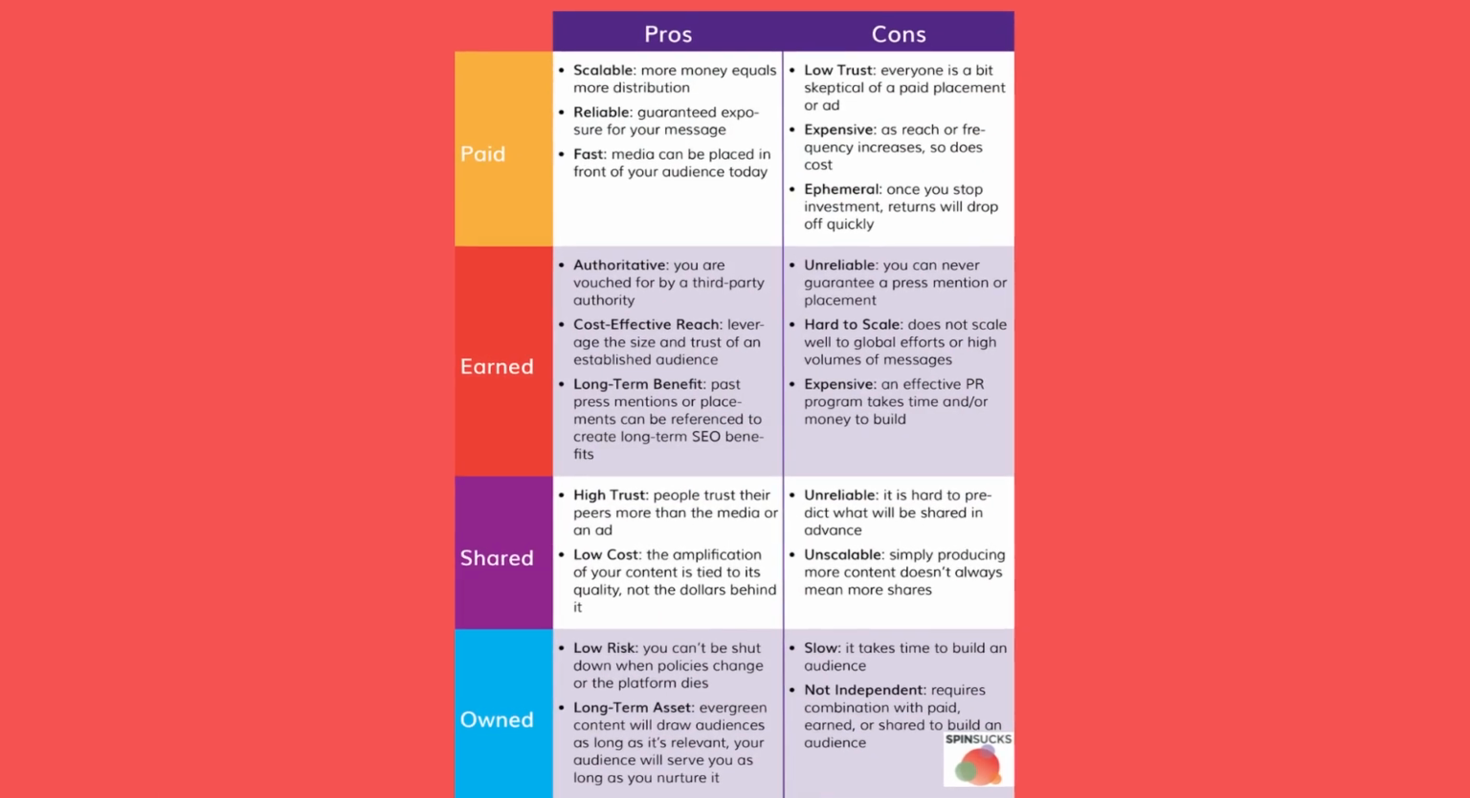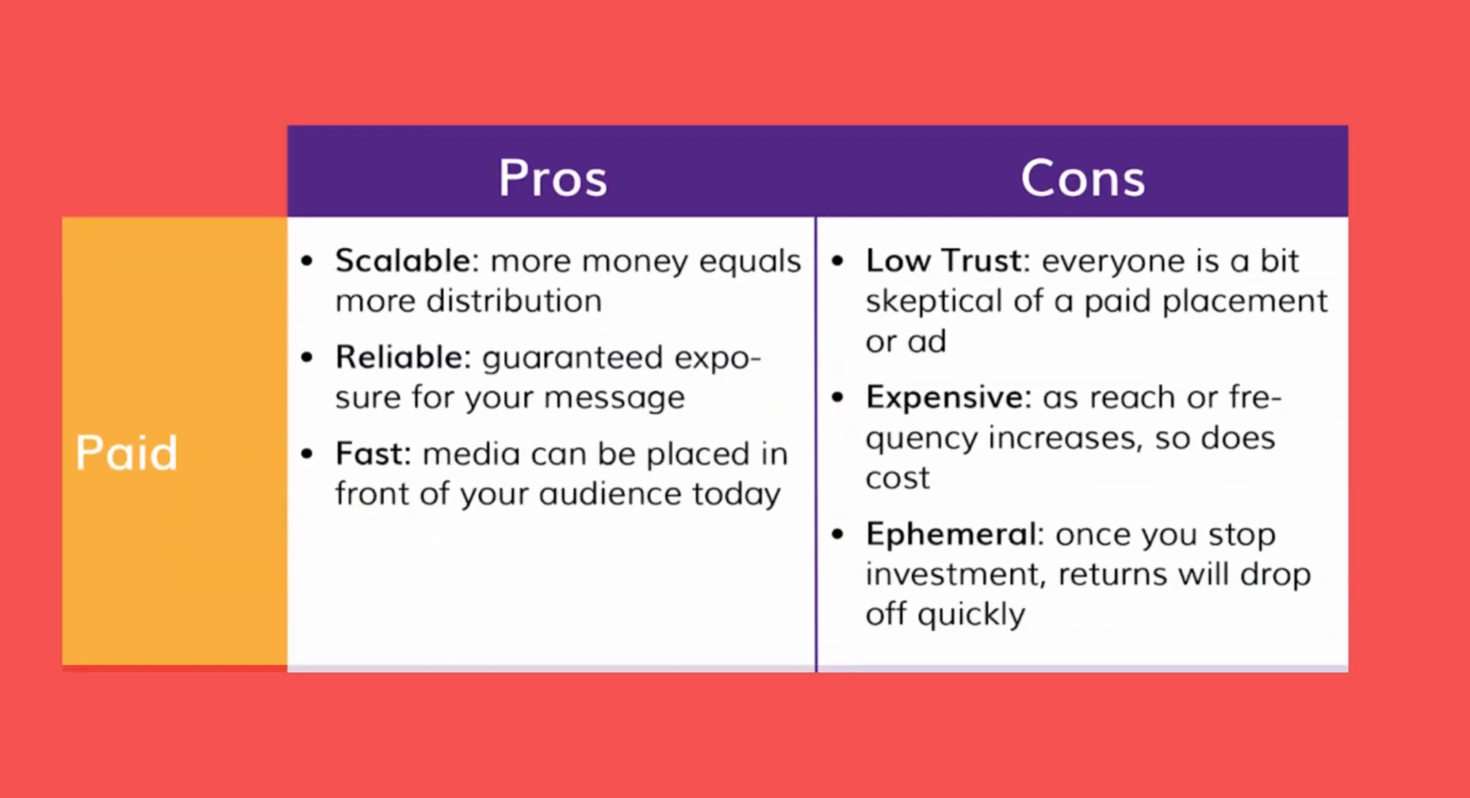This diagram lists out the pros and cons of each. For paid, the pros include it's easy to measure the return on investment, it's guaranteed exposure, and the cons are advertisements and sponsored content are not seen as entirely trustworthy. It can become expensive to maintain, and once you stop running a paid campaign, that exposure is done.